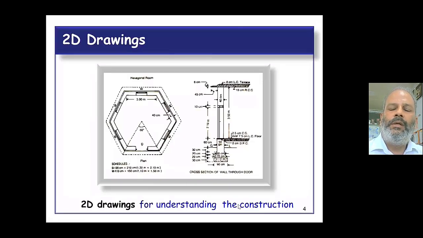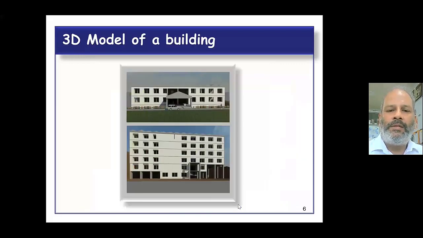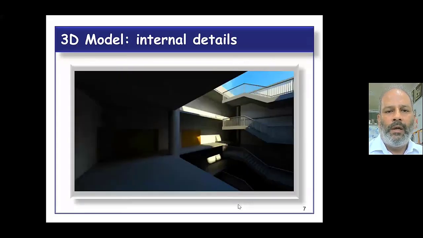Whenever there is a construction, generally we communicate what is to be constructed with the help of 2D drawings. To avoid the problem of visualization of 2D drawing into 3D, we use 3D models, to model the building externally as well as internally.